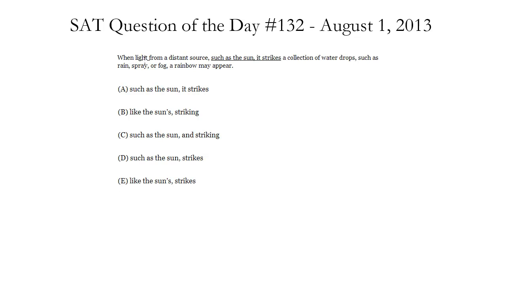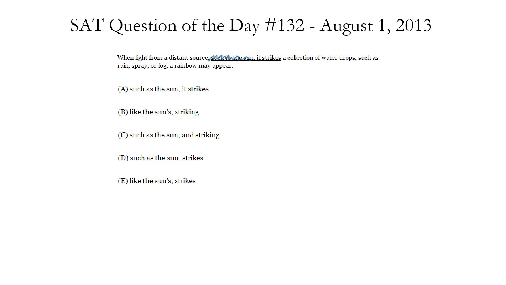So we start out with, when light from a distant source, such as the sun. So this part refers to the distant source, right? A kind of source, such as the sun, as an example of that source. So for now, we can actually cross this out. Since it's between commas, we can ignore this and see how the sentence reads.